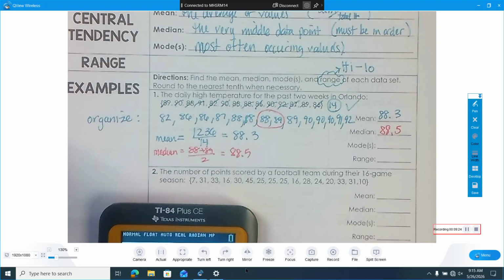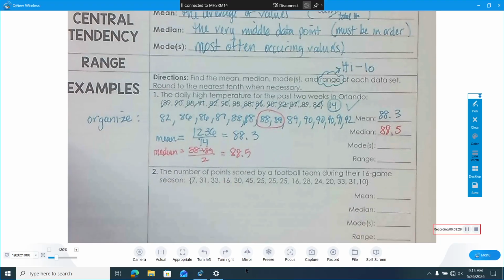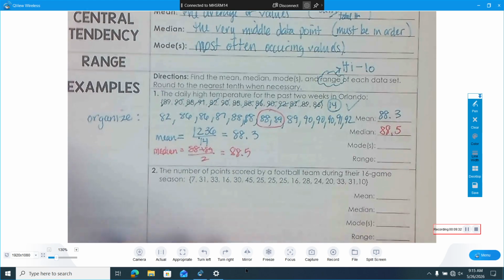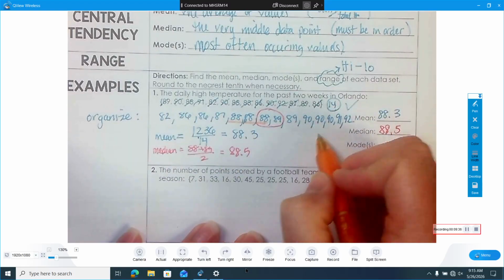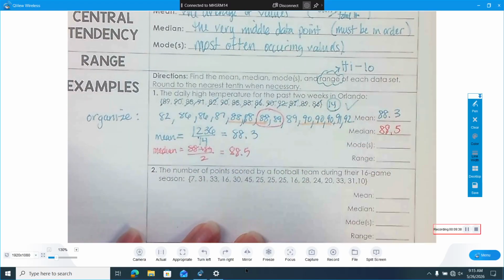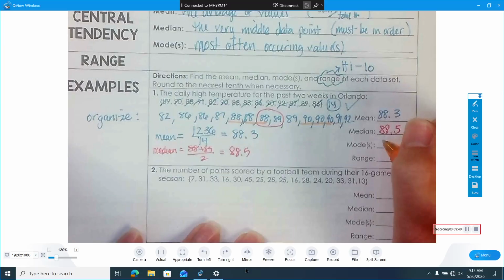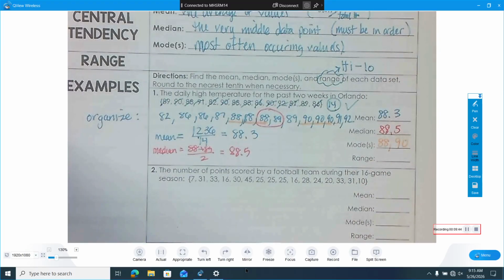Okay. What is the mode? What does mode mean? Most often. What numbers occur most often? 88 has 1, 2, 3 values, and 90 also has 3 values. Those occur most often. So 88 and 90 are both modes.